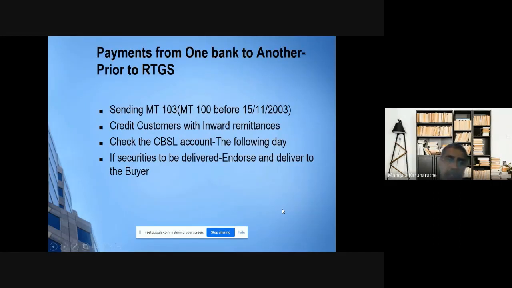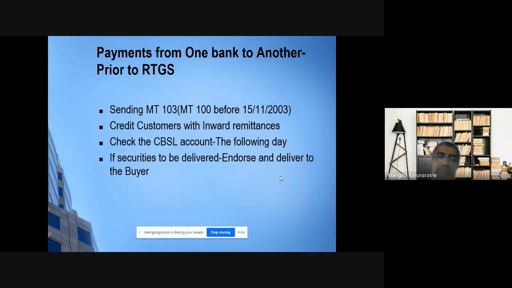So this is a summary of that. Payments from one bank to another prior to RTGS: sending MT-103 or MT-100 before 15/11/2003. Credit customers with inward remittances, right? Check the CBSL account the following day. These are the things that we had to do, right?